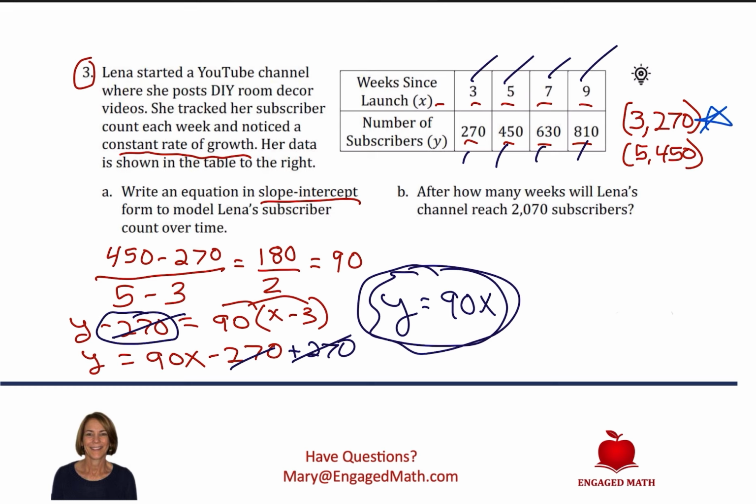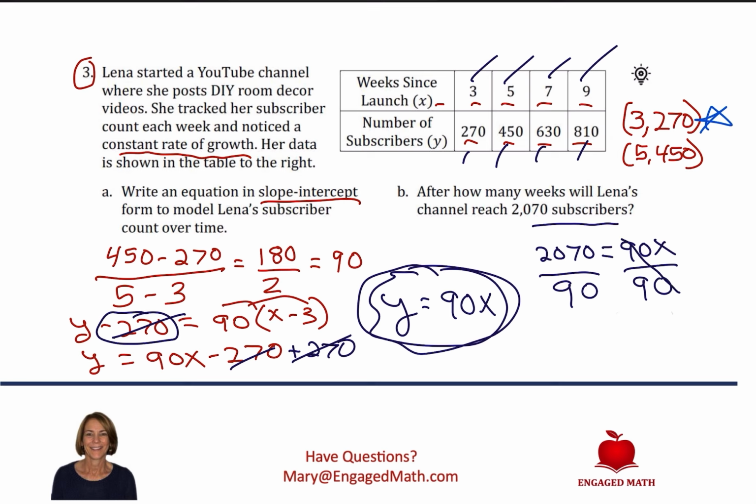Okay, so now it says, after how many weeks will Lena's channel reach 2,070 subscribers? That means our y value is 2,070. So 2,070 goes in for the y, and we're solving for x, the number of weeks since the launch. When you divide both sides by 90, I think you can do this without a calculator, but feel free to use a calculator if you feel like you really need to, but I'm going to challenge you to not use it on this.